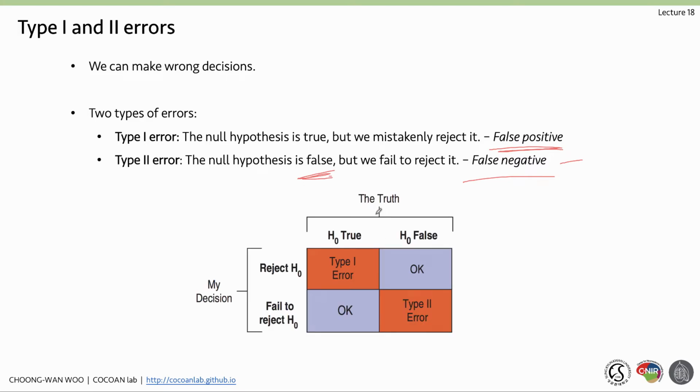So we can say, this is the truth: the null hypothesis is true, and the null hypothesis is false. And this is my decision from my data: reject the null hypothesis, and fail to reject the null hypothesis. These are the correct answers, but these are the errors. So this is type 1 error, and this is type 2 error.